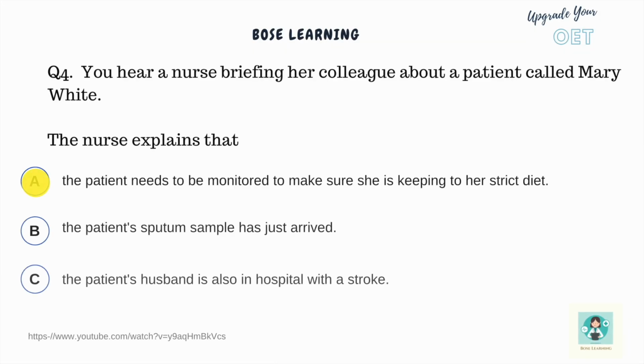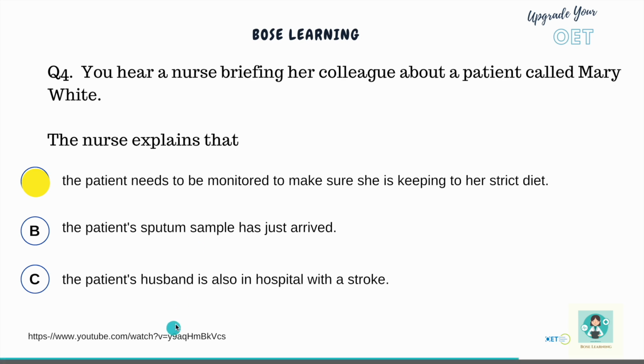And this time the answer is A, so you just shade that in. The patient has a sweet tooth, the nurse says, so she likes her sweet things, so you have to make sure and monitor her diet, make sure she's not having all those sweets and chocolates, etc. The sputum sample hasn't arrived, that needs to be chased up. Yes, the patient's husband has had a stroke, but nothing about him being in hospital at the moment.